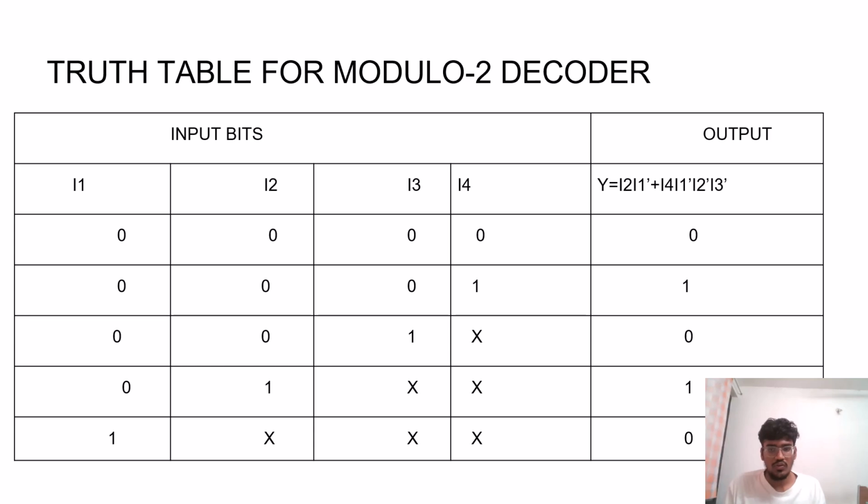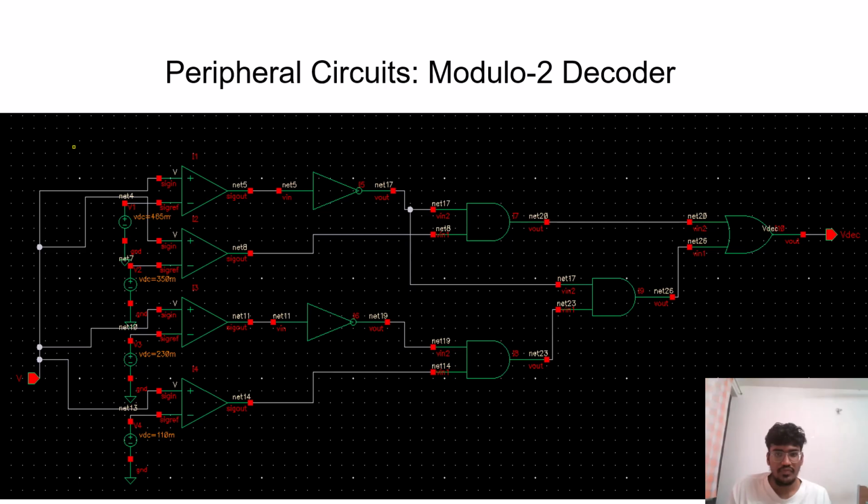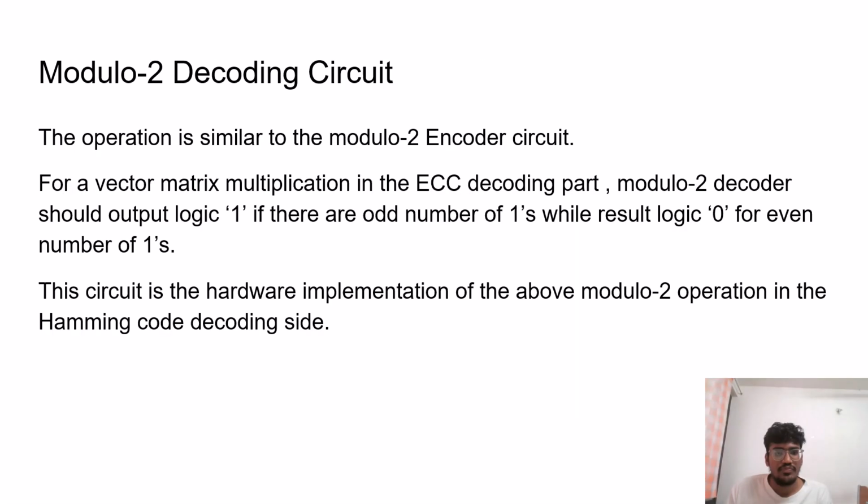Here the modulo 2 decoder is similar to the modulo 2 encoder that we have discussed, but with one additional comparator due to the increase in the input size in the decoder circuit. Here we can see 4 op-amps, and the threshold values are fixed the same as in the encoder circuit, and the output will be the syndrome vector, which determines the location of the error. The same thing we can see here.